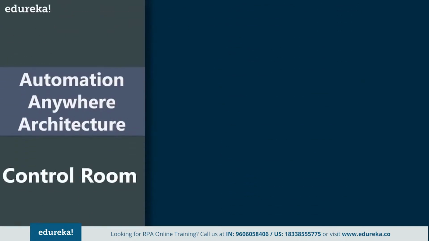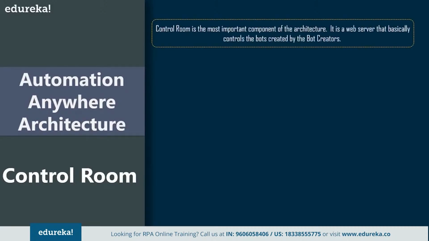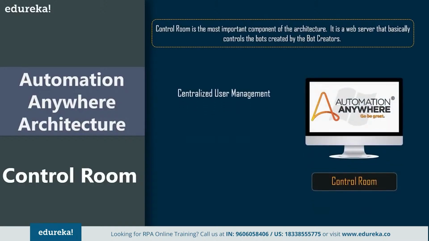Now let's understand how exactly the control room works. The control room is, as I said, the most important component of the architecture. It's a web server that provides the bots created by the bot creators. Now, as Automation Anywhere focuses on centralized management, the control room offers features such as centralized user management, automation deployment, source control, and also provides a dashboard. Don't worry, I'll show you what I'm talking about. We're going to install Automation Anywhere and then start working on it. I'll show you how that works.